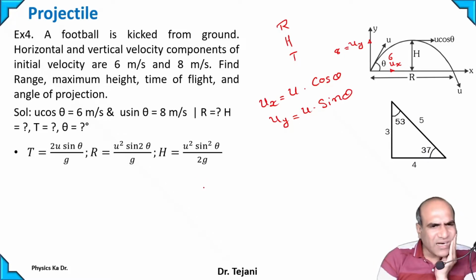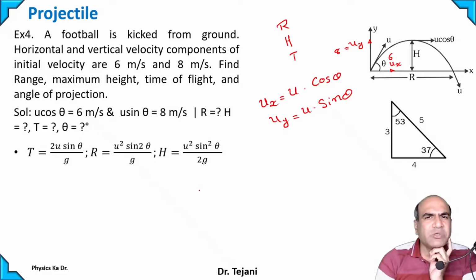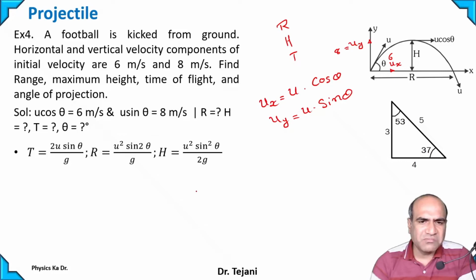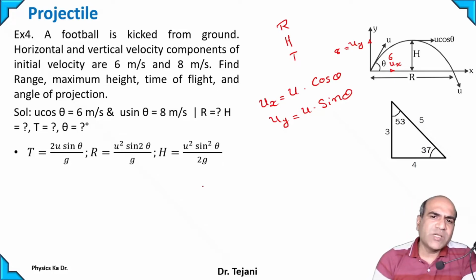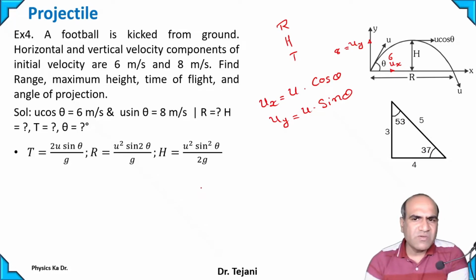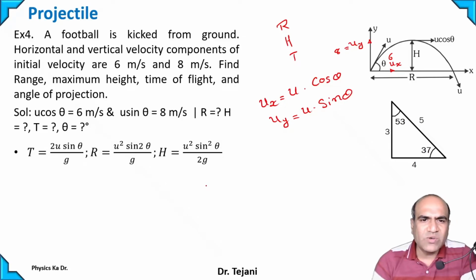We have some equations like that: T is 2u sin theta by g, R is u square sin 2 theta by g, and H is u square sin square theta by 2g. But we don't have the equations in this form. So what can we do? Let's start.